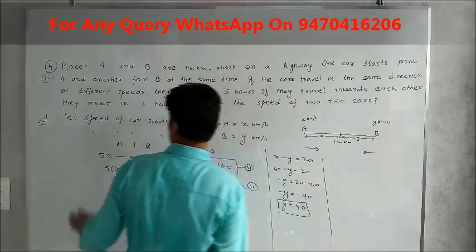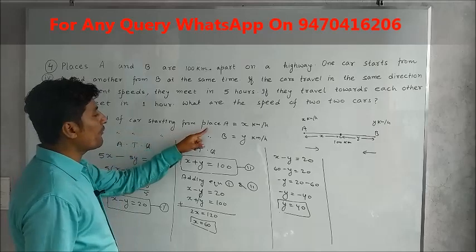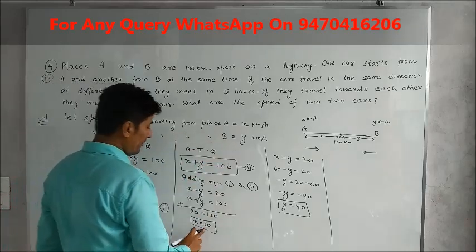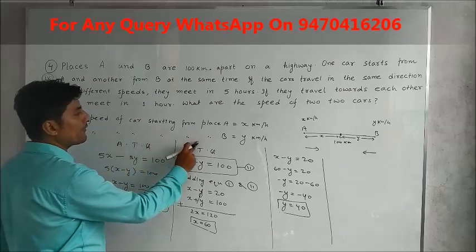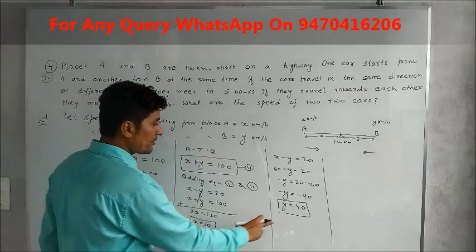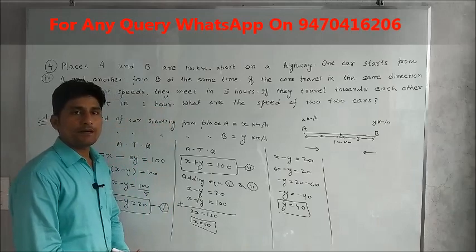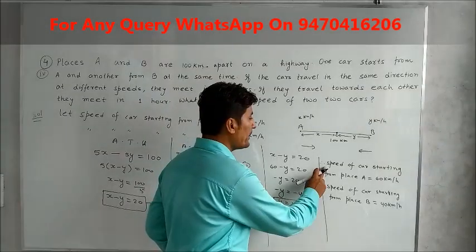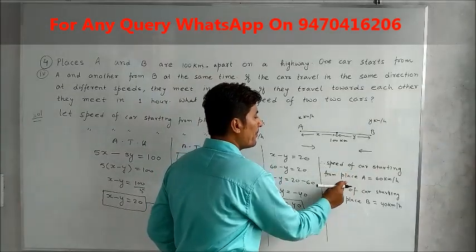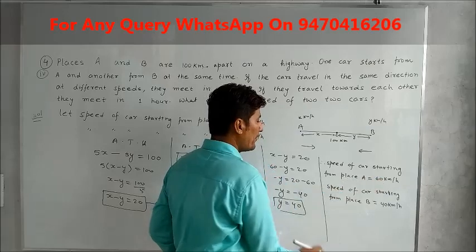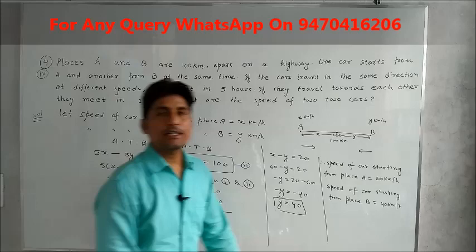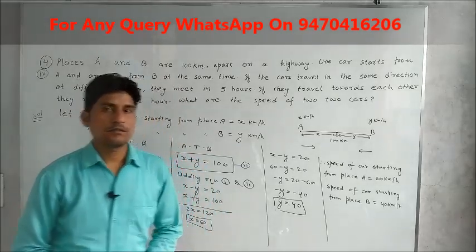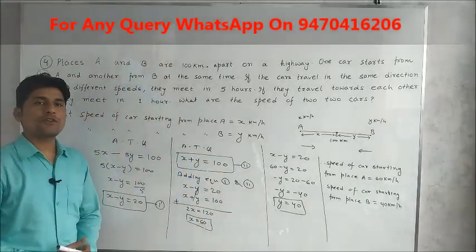Hence, we can say that the speed of the car starting from place A equals 60 kilometer per hour, while the speed of the car starting from place B equals 40 kilometer per hour. So, finally, speed of car starting from place A equals 60 kilometer per hour, while speed of car starting from place B equals 40 kilometer per hour. So, this is the final solution for this question.